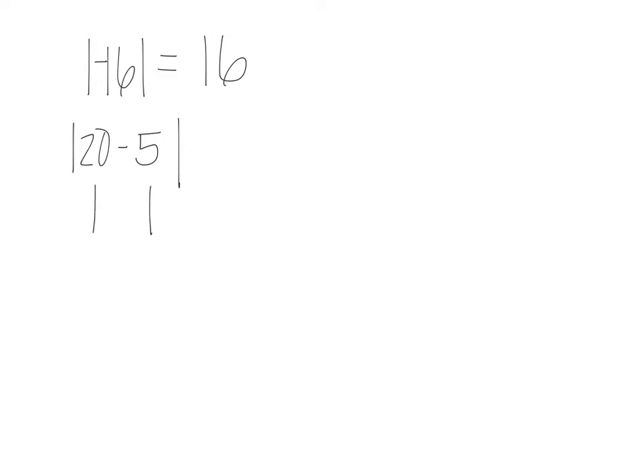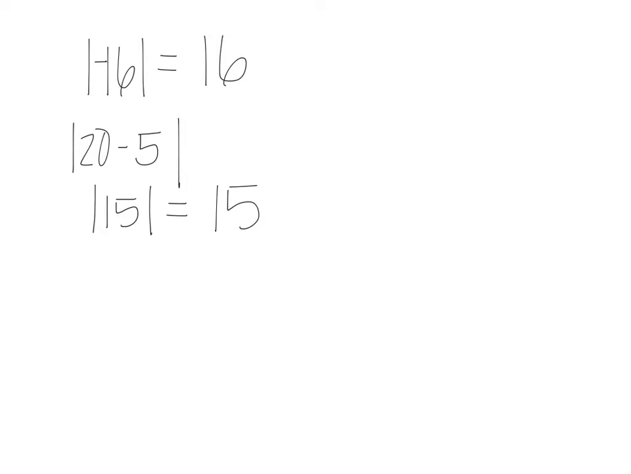So I have the absolute value of -16. So how far away from 0 is -16? We know that that is going to be +16. It is 16 units away from 0. Now if I have something that looks like this, 20 minus 5, and we want to know the absolute value. Well, first I need to solve that operation. 20 minus 5 is 15. So now I want to know what is the absolute value of 15, which would be +15.